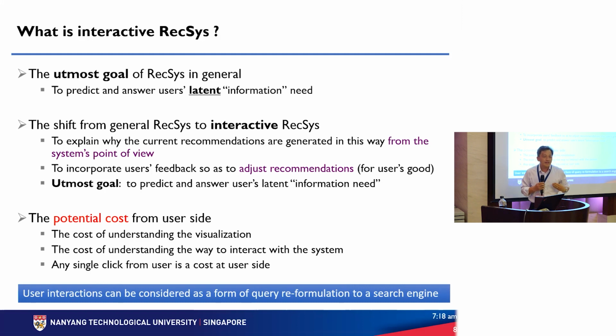We try to predict the user preference. And this, just as what Lisa mentioned, is intent, the user's intent, all right? So it's a latent information need. We try to predict, and this is what you want, I try to answer that. So this is general, all right? So the shift from general RecSys to this interactive RecSys is to try to explain why the current recommendations are generated in this manner from the system point of view, because I have all my historical data, I have users' data, I have other users' data. Now I also have your context. So that's why I predict your interest in this way, right?